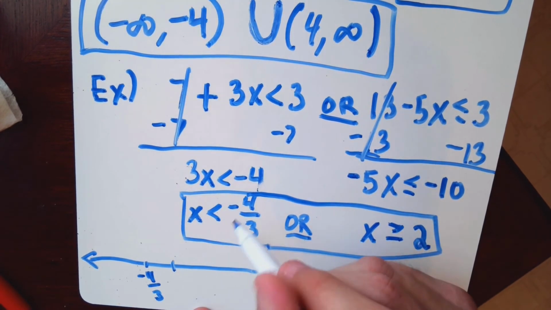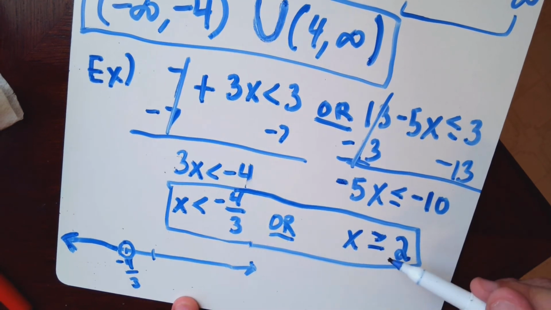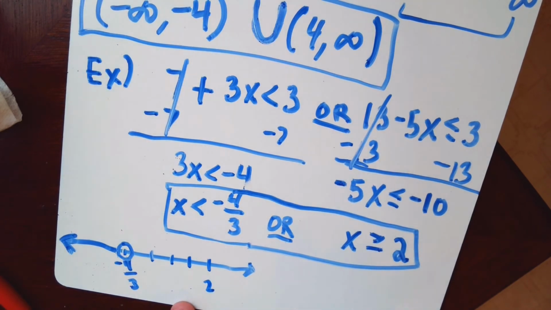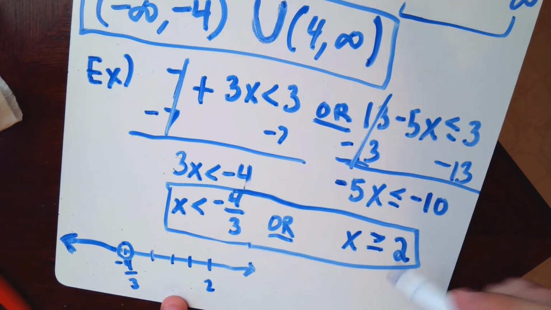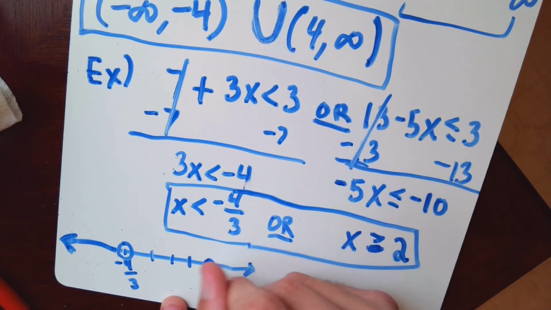We'll graph that first. X being less than negative 4/3 means we draw a circle and draw an arrow to the left. Next, this one says x is greater than or equal to 2. So let's say over here is 2. Notice this equals sign is there, like it wasn't before in other examples. So now we need a bolded, filled-in circle for 2. And then because it's greater than, we go to the right.